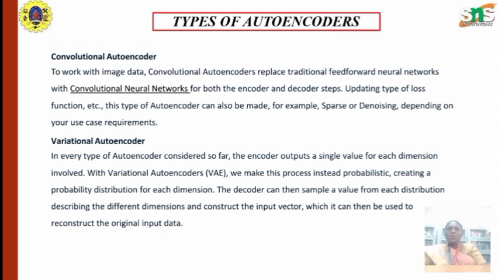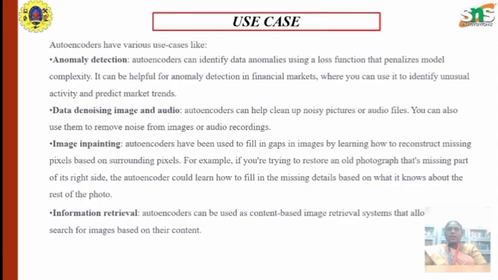Variational autoencoders are probabilistic autoencoders that learn a latent space representation of the input data along with the associated probability distribution. This allows for generating new data samples by sampling from the learned distribution. Now we have the use cases of autoencoders, beginning with dimensionality reduction. Autoencoders are commonly used to reduce the dimensionality of high dimensional data while preserving its important features. This is useful for data visualization and speeding up subsequent machine learning algorithms.